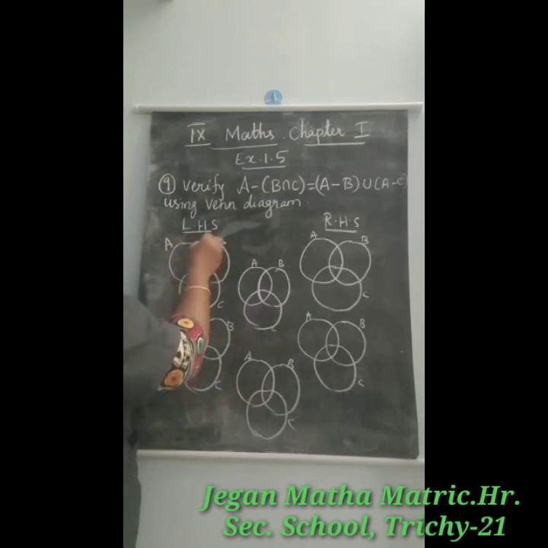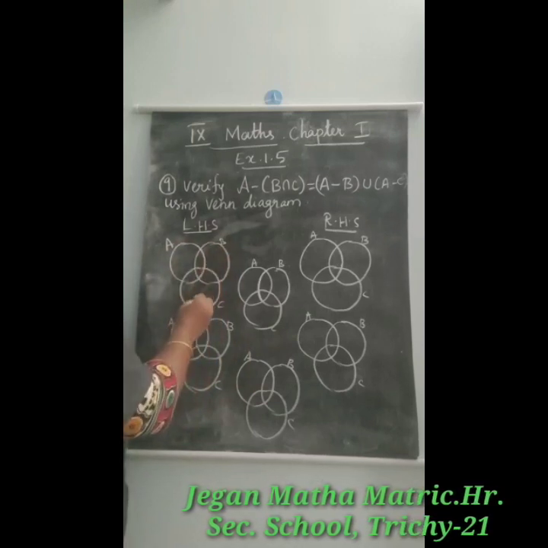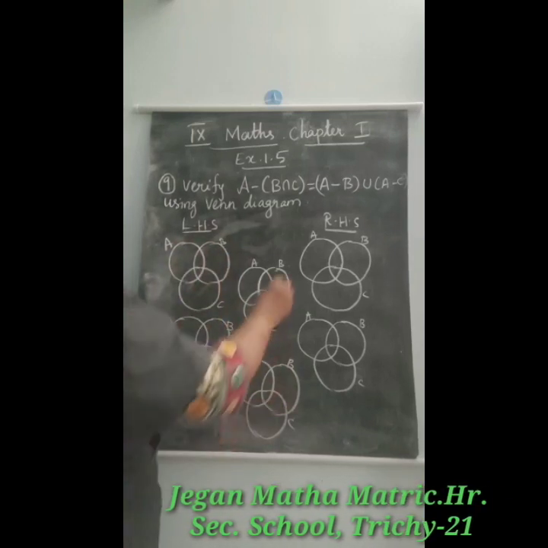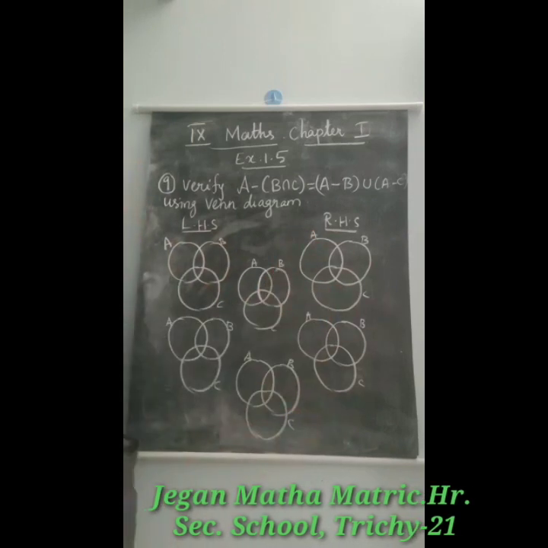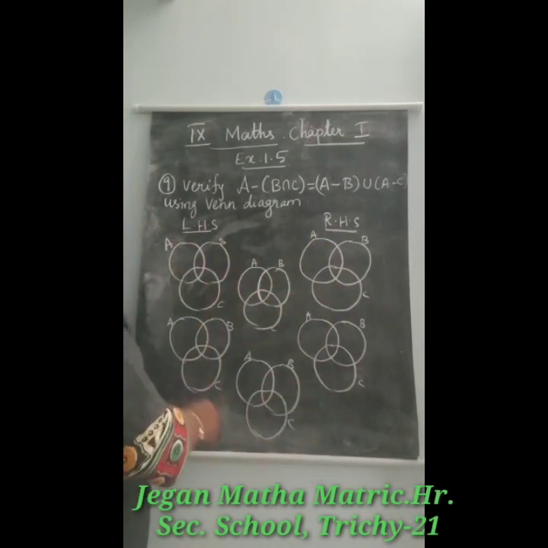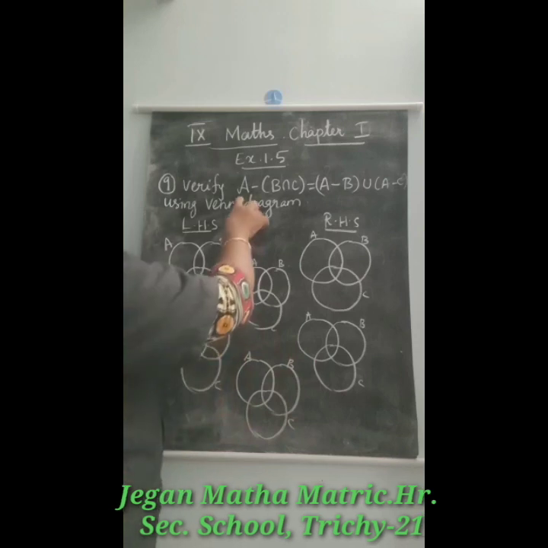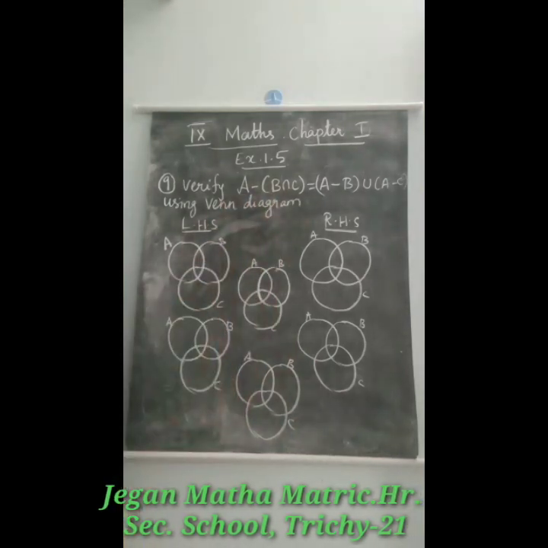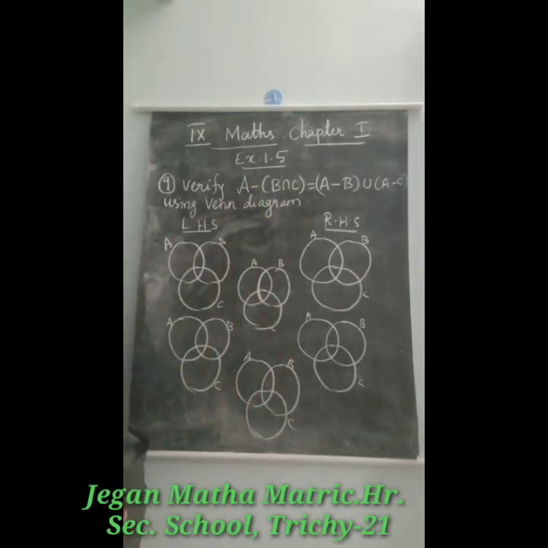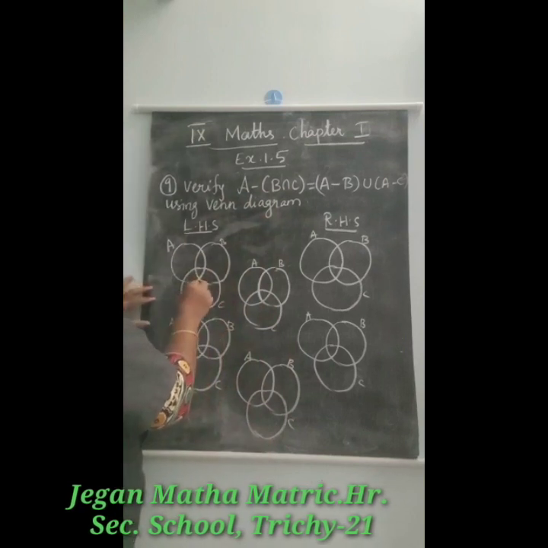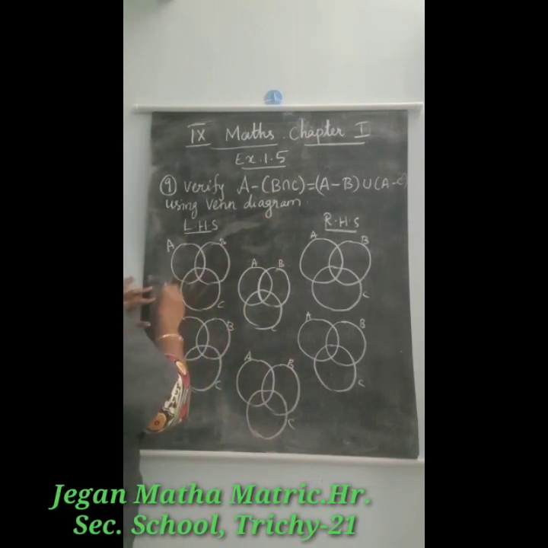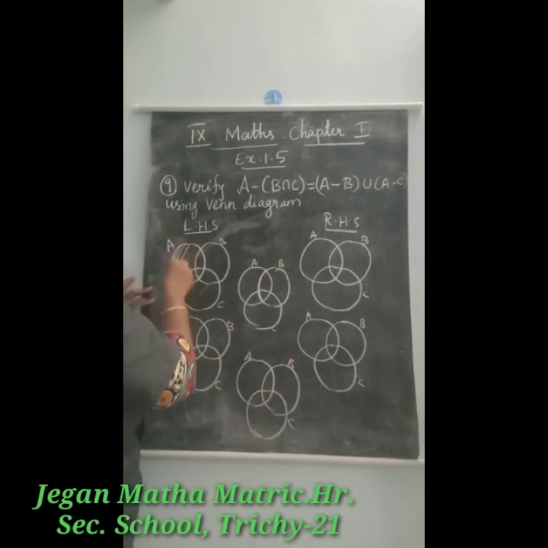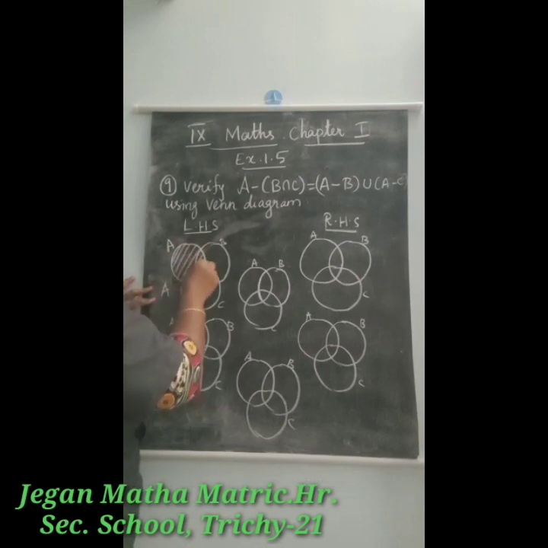First you have to draw the three sets A, B, C, like that you have to draw three circles. So using this Venn diagram, first you have to represent this LHS and RHS. So first one you have to take, this is for A. Which one is A? This is A. So you have to shade that portion.